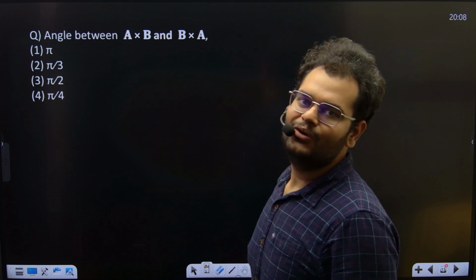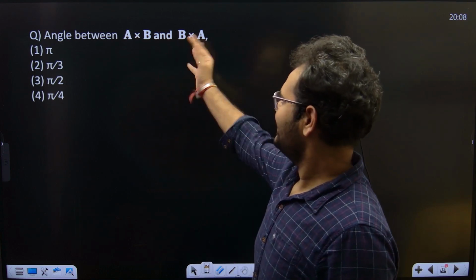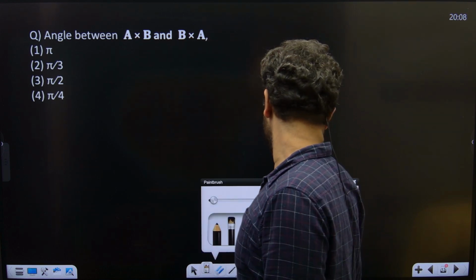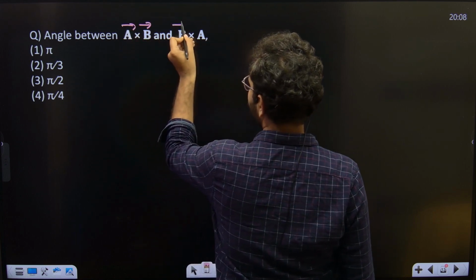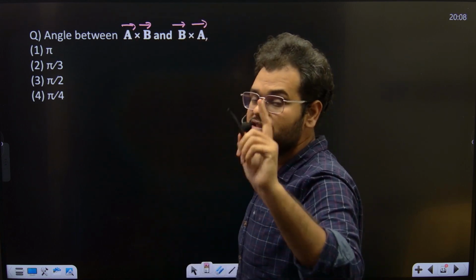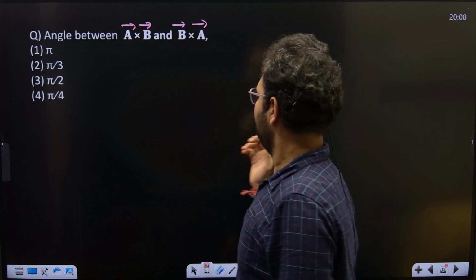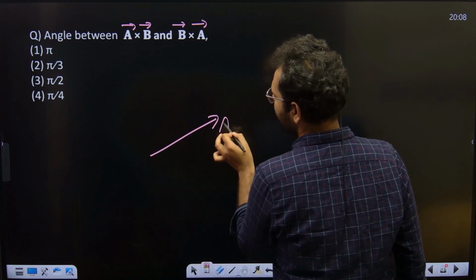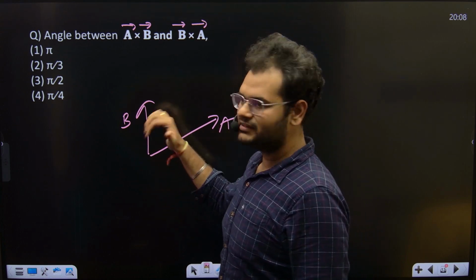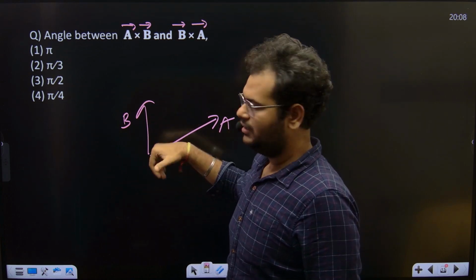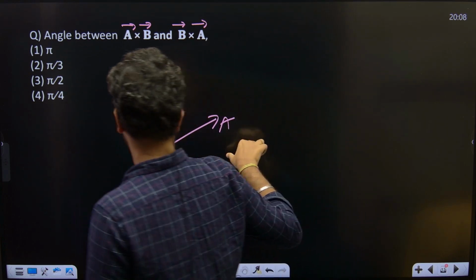What is the angle between a vector and b vector? Sir, a cross b and b cross a, what is the angle between them? I just now told you what the angle is. Come on, a, b. So where is a? What is a cross b? This is a cross b. Can you see this thumb? Yes, sir. And what is b cross a? This is b cross a.